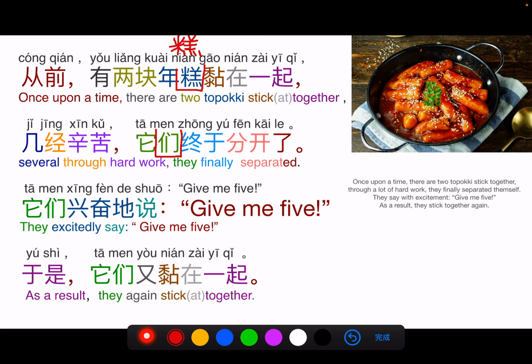Men means more than one person. And the left side part is a person with 2 legs walking, of course. And the right side part is the sound men.